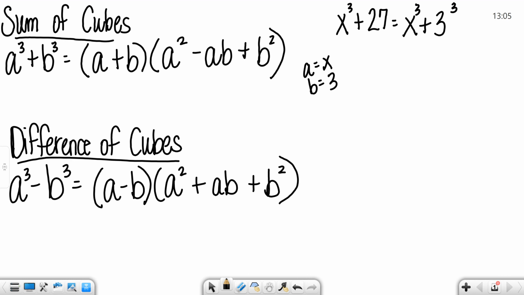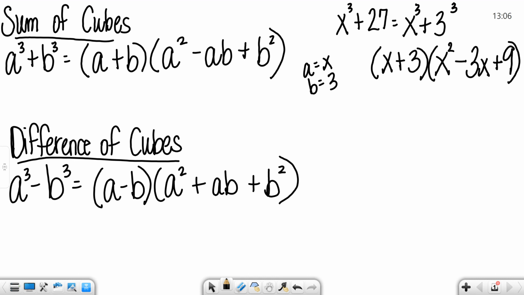This is not a trinomial, so we're not talking coefficients here. We're using this little rule I have. Now we're going to plug in a and b everywhere that they belong in this little rule beside it. So we plug in a plus b times a squared would be x squared minus a times b, so 3 times x would be 3x, plus b squared, so 3 squared is 9. So that would be my answer.